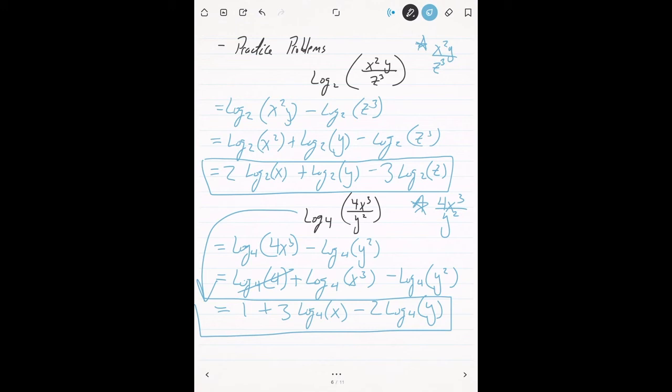We no longer have exponents in there. There's no more products or quotients, and there's nothing really property-wise that simplifies down for us. So we're good.